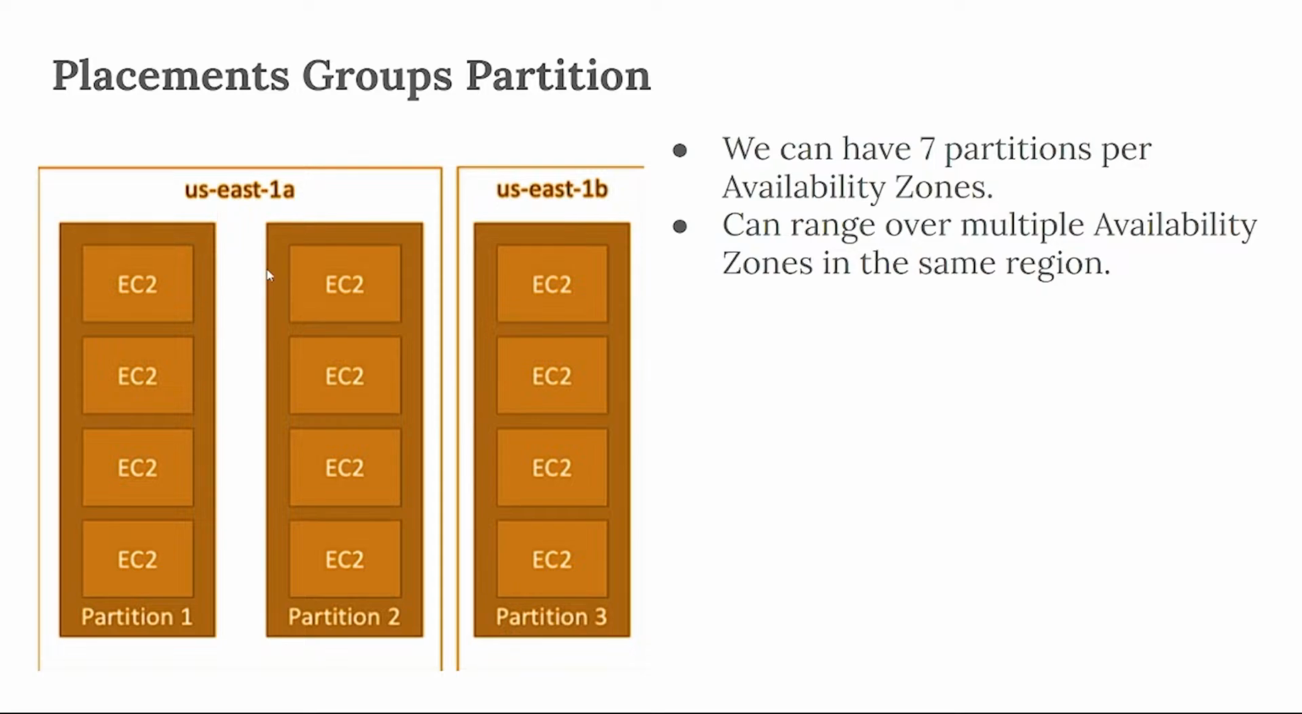You can see on this partition 1, we have 4 instances. In partition 2, we have 4 instances. Partition 3, we have 4 instances. We can take as many as we can. So in the first one I have 4, second one 4, 4, and so on.